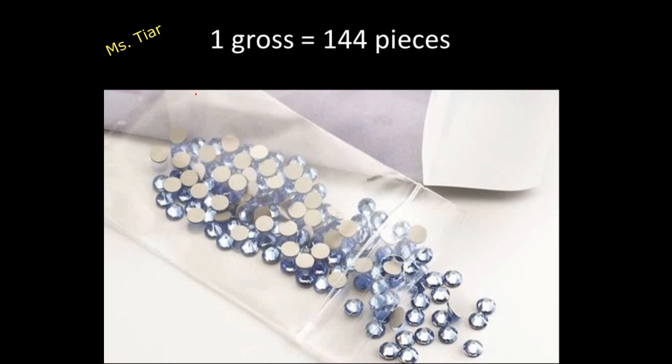The third one, we have 1 gross. 1 gross equals 144 pieces. Gross is usually used to show the amount of stones. Over here we have rhinestones. Usually these are for making beautiful clothes or gowns. If you buy them, you need to buy 144 pieces, or we call it 1 gross.